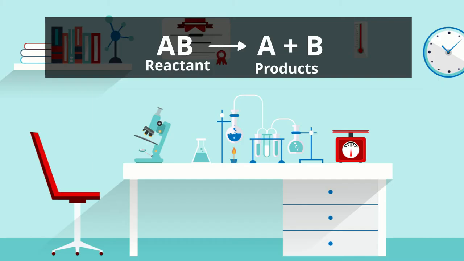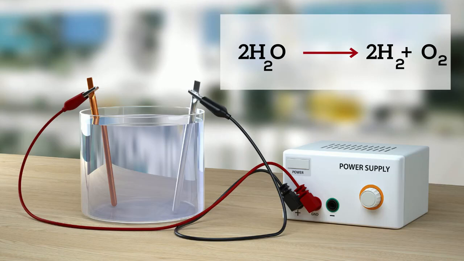If you pass an electric current through water, it will cause water to decompose. This would be an example of a decomposition reaction. The water breaks down to produce hydrogen and oxygen gases. And here's the equation.